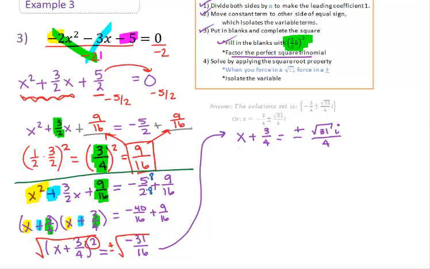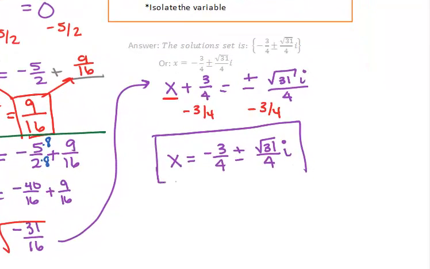To finish my process by isolating my x, I subtract 3/4 from both sides. And that gives me the answer of x equals negative 3/4 plus or minus the square root of 31 over 4, and then I'm just moving that i from the top of the fraction to the middle of the fraction. And that gives me my final answer. x equals negative 3/4 plus or minus root 31 over 4 times i.